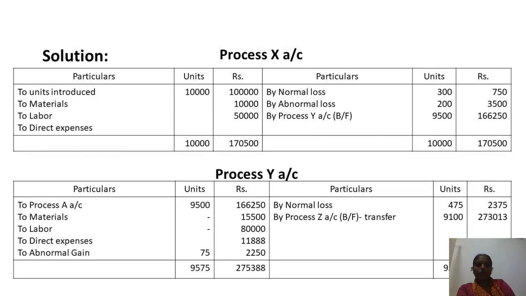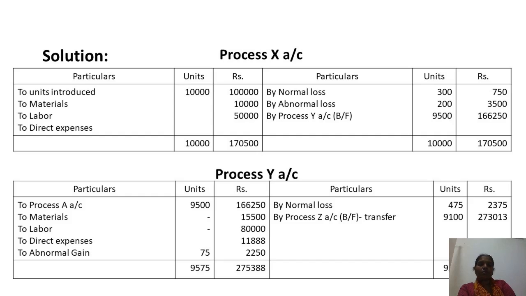We get some amount, and that amount should be divided by 10,000 minus 300, that is 9,700. We get one amount, and that amount should be multiplied by 200, that is the number of units. So we get 3,500. That is 17.5 rupees, I think. So 3,500. Then here we get the normal loss, that is 300, and the abnormal loss, that is 200.